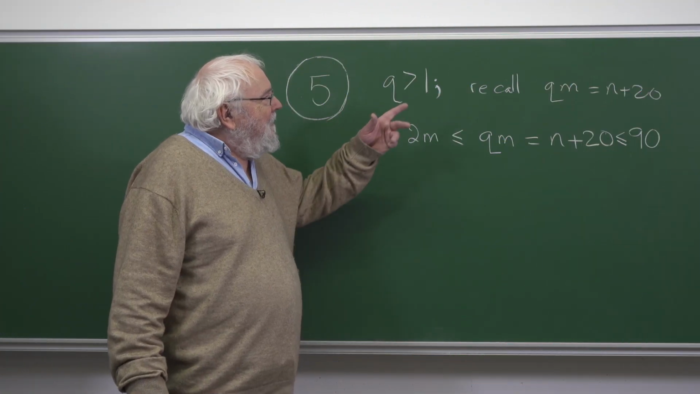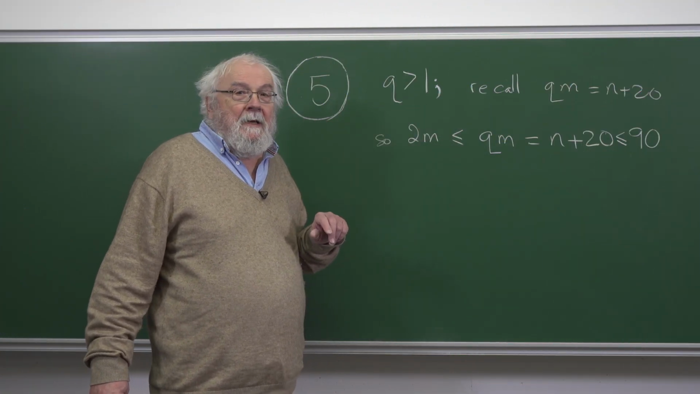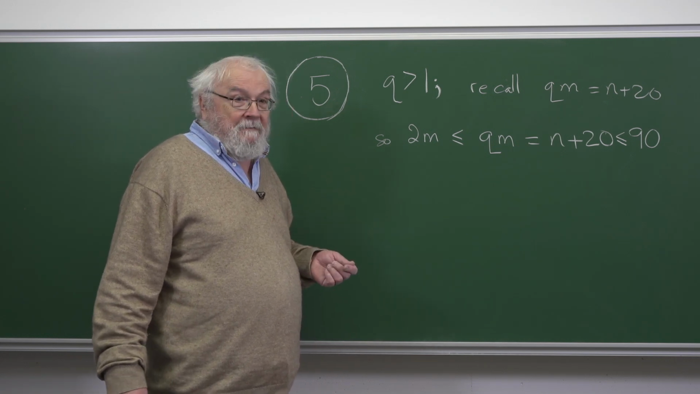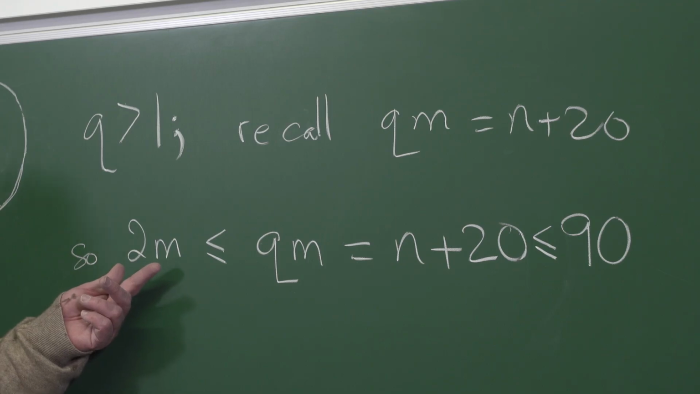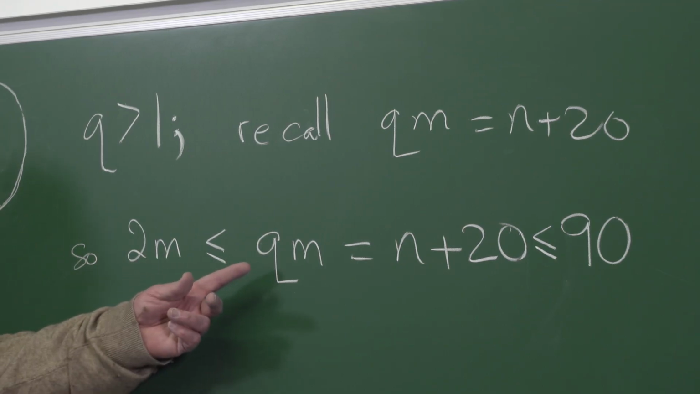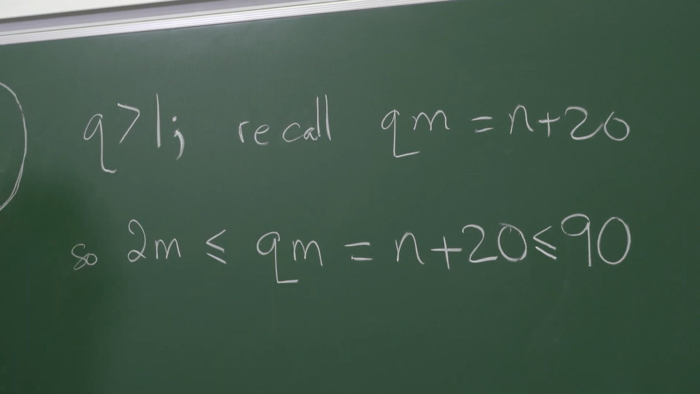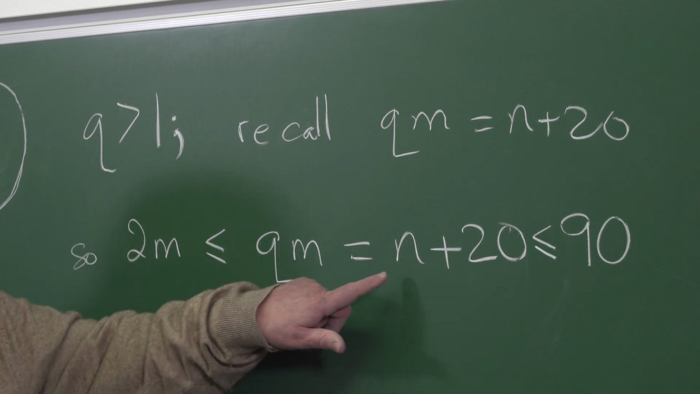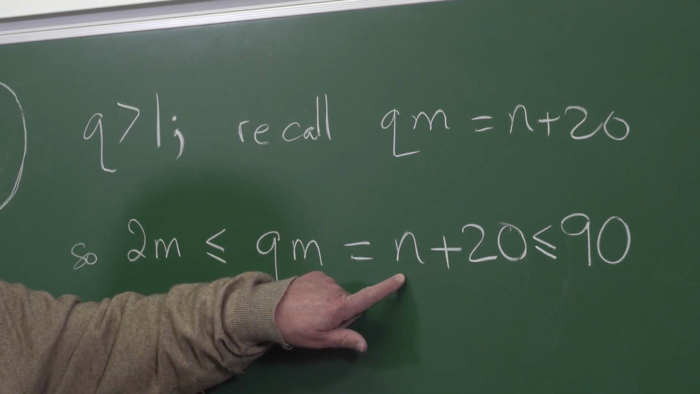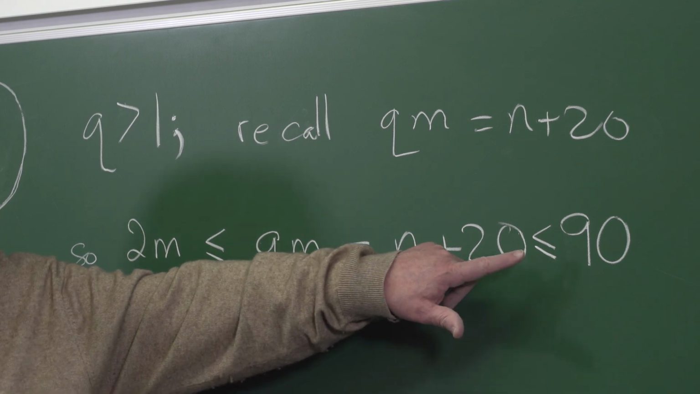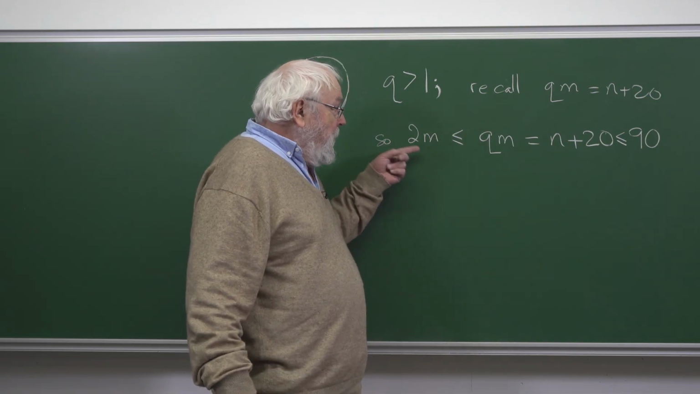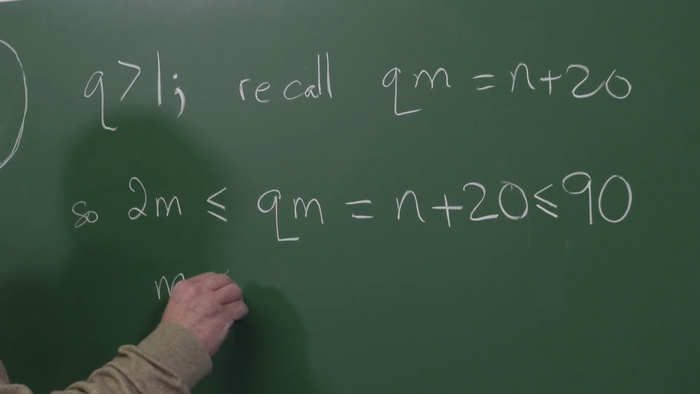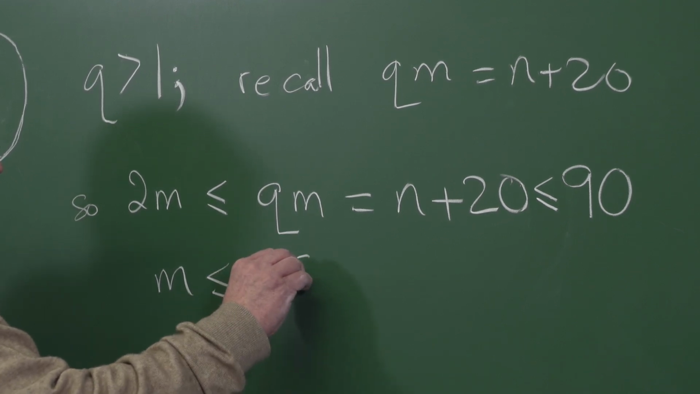So, recall that q times m is n plus 20. We had that earlier. We've established an upper bound for n. 2m is less than or equal to qm, because q is at least 2. But qm is n plus 20, and now n is less than or equal to 70. So n plus 20 is less than or equal to 90. So 2m is less than or equal to 90. So m is at most 45.